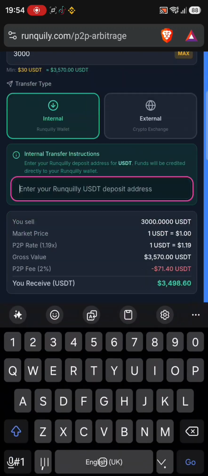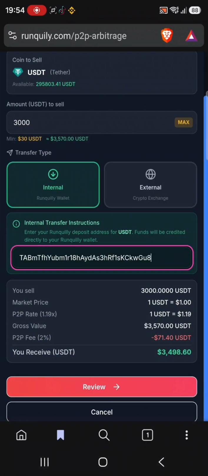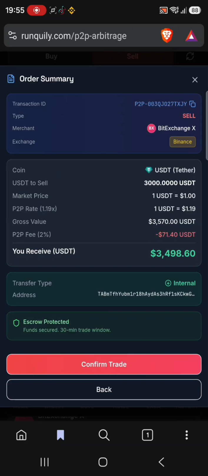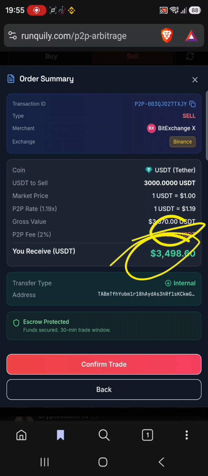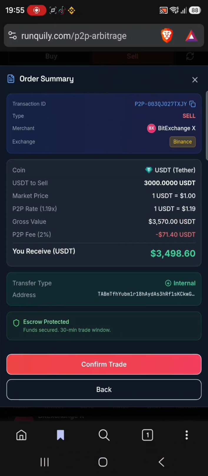So I'll be receiving in my internal wallet and I'll paste my Ranquilly address. How do you get this address? Just go to deposit. You don't actually do a deposit, but you enter any amount, let's say 30 USDTs. You just copy the address, then that's what you come and paste here. So I'll review and check. You can see I'll receive 3,498 after a P2P fee of 70 something. So my profit here will be 498 because my capital is 3,000. So the higher the capital, the more the profits. That's what I can tell you.